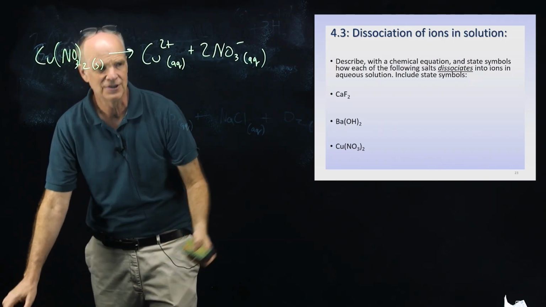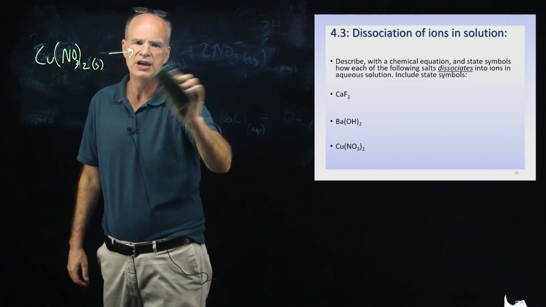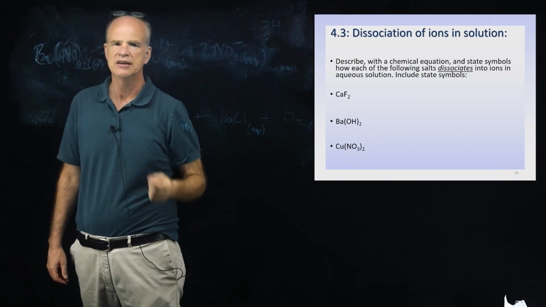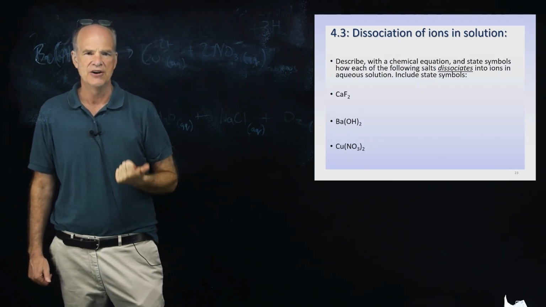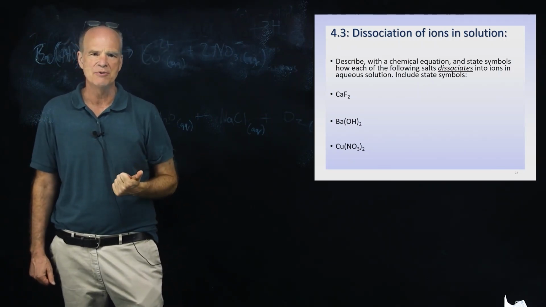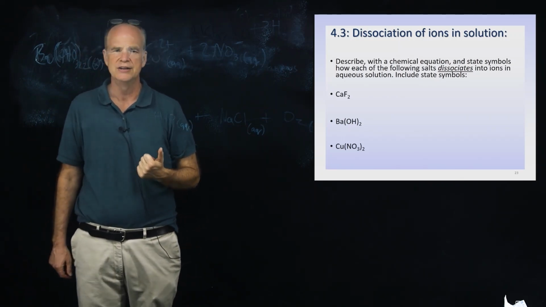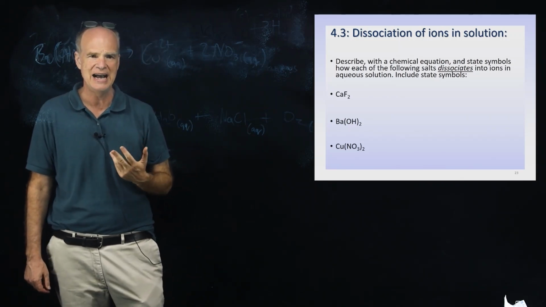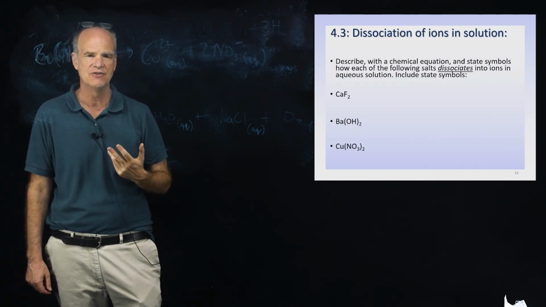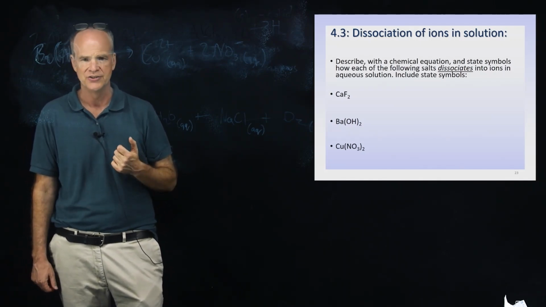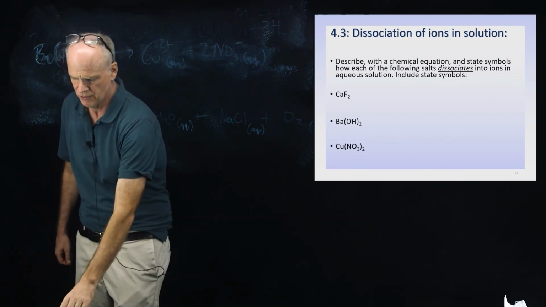Now, importantly, with these dissociation equations, I chose compounds, calcium fluoride, barium hydroxide, and copper nitrate, that all dissolve well in water. If you can get a lot of mass of these compounds dissolved in water, it is said to be a very soluble compound. So that's important to note. We will now move on.